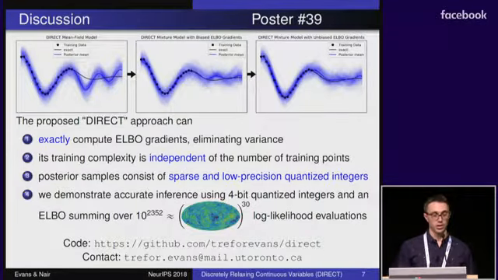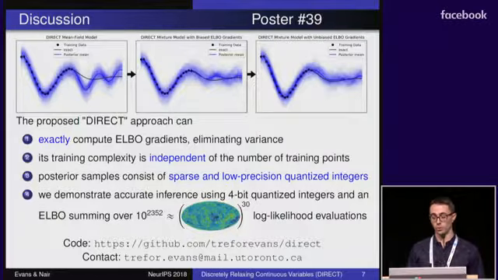So to summarize, the direct approach can exactly compute ELBO gradients, and this is the advantage of eliminating variance and allowing the use of quasi-Newton optimization methods. Its training complexity is independent of the number of training points, which allows the approach to scale to large data sets. And the posterior samples consist of sparse and low precision quantized integers.